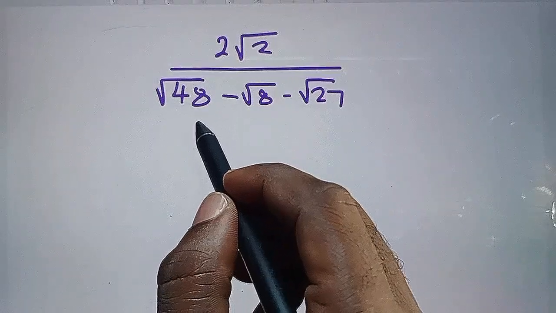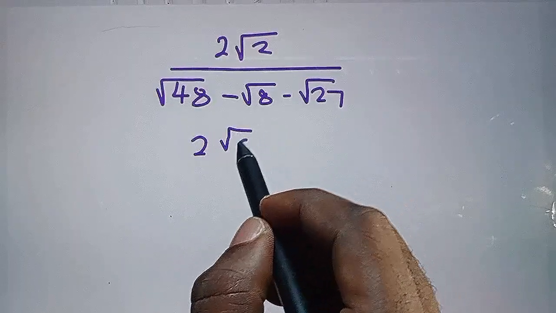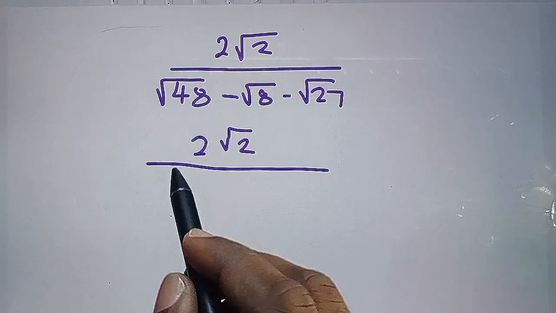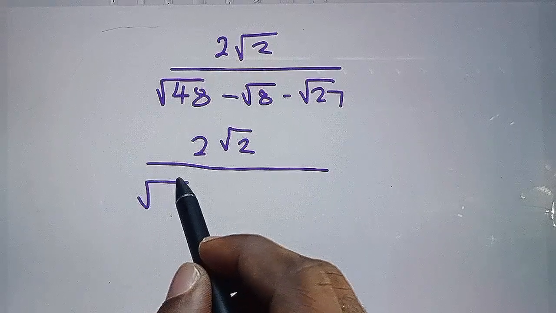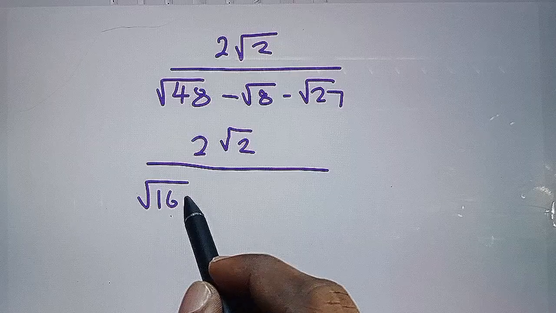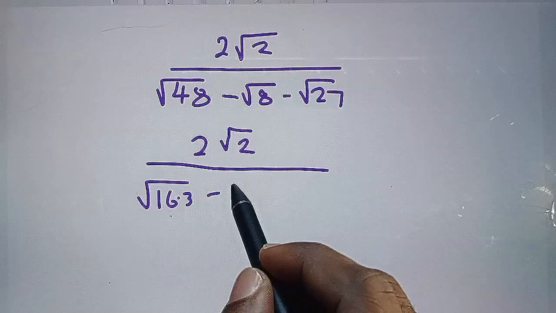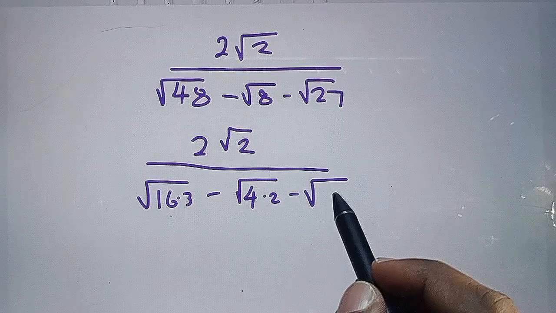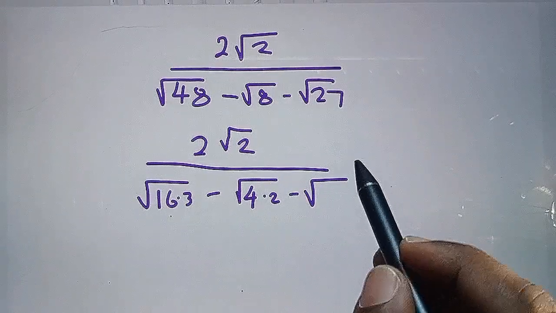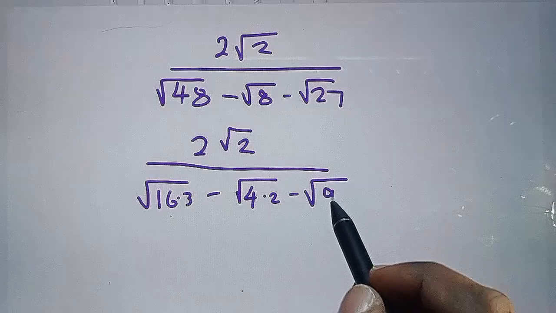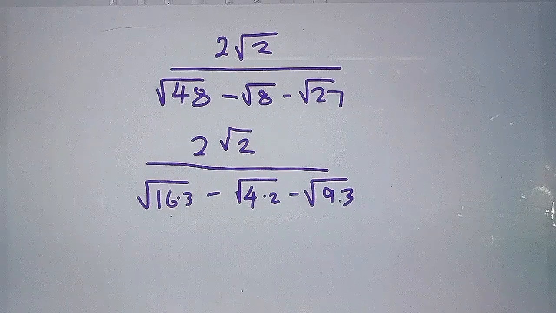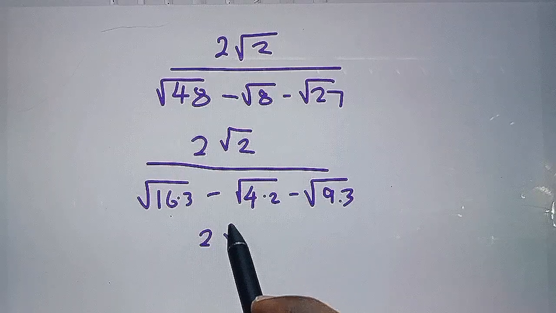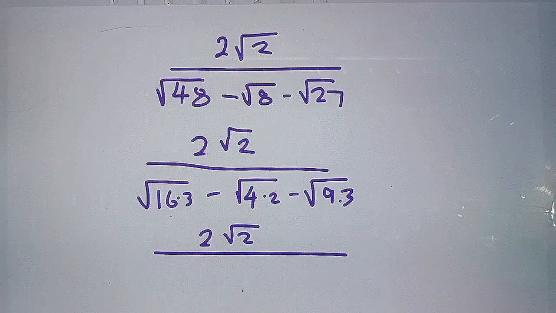So from here, we're going to have 2 root 2 divided by root 48. You know that 48 can be 16 multiplied by 3, minus this can be 4 multiplied by 2, then minus root 27 can be 9 times 3. Okay, so from there, we're going to have 2 root 2 all over.